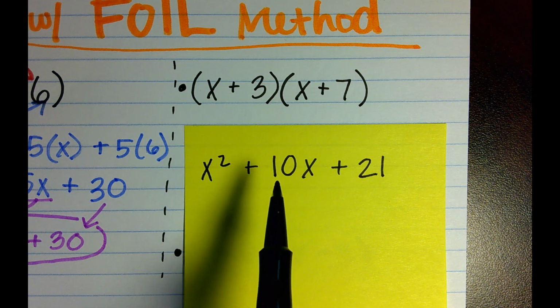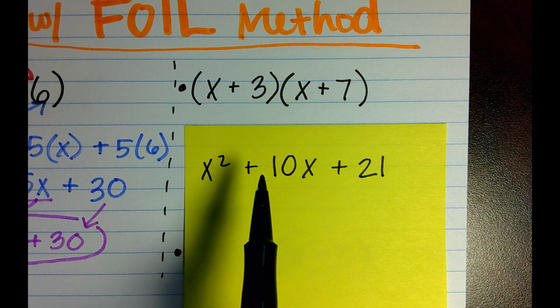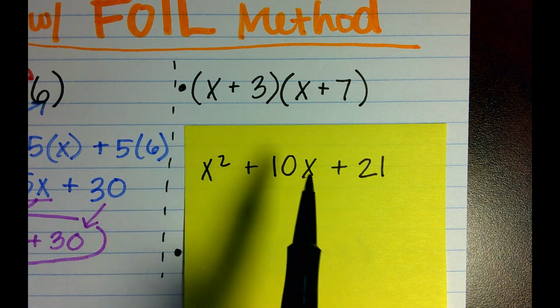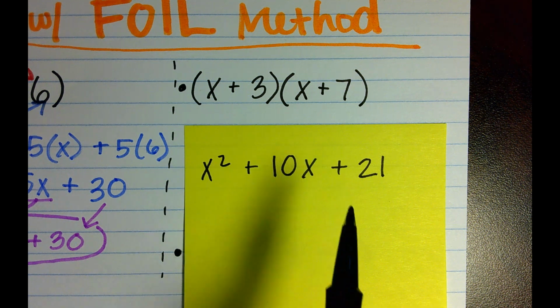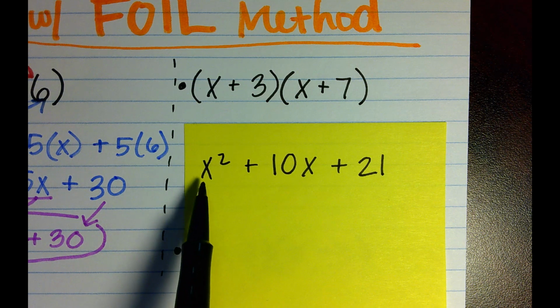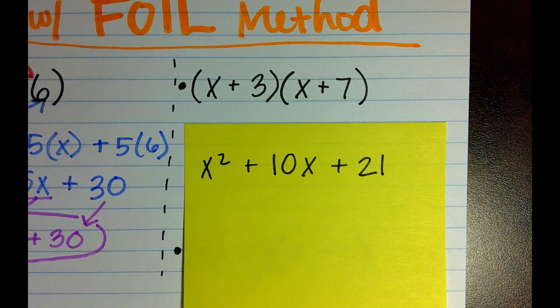I got a question. Would it be wrong if I put the 10x first, like 10x plus x squared plus 21? Does it matter? Technically, that is not incorrect. That is still all three terms written side by side. In the future, as we go up to higher levels of math, it's good to get in the habit of putting the term with the highest exponent at the beginning. It would be a good habit to get into, but for today, I would not count that wrong. You got the right numbers, so that's good.